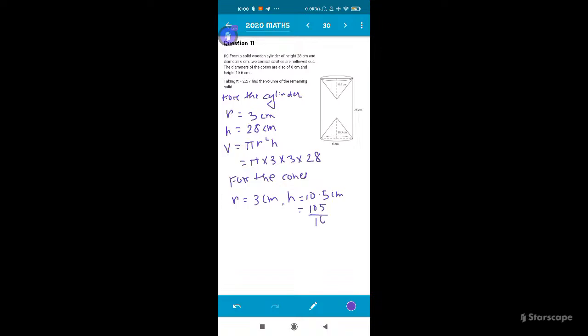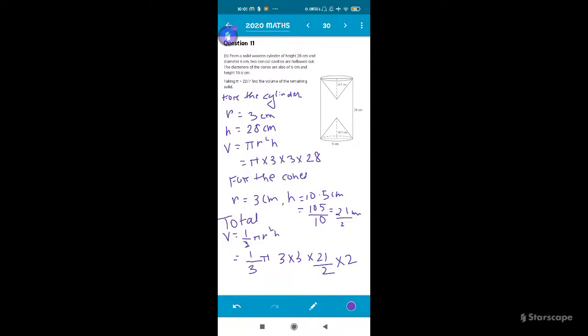That means 21/2 cm. So their volume will be 1/3 pi r square h. So 1/3 pi, r square means 3 into 3 and h means 21/2. Since there are two such cones, I can directly write that the total volume is into 2. We have to simply multiply the volume of one cone by 2 so that we get the volume of both the cones together.